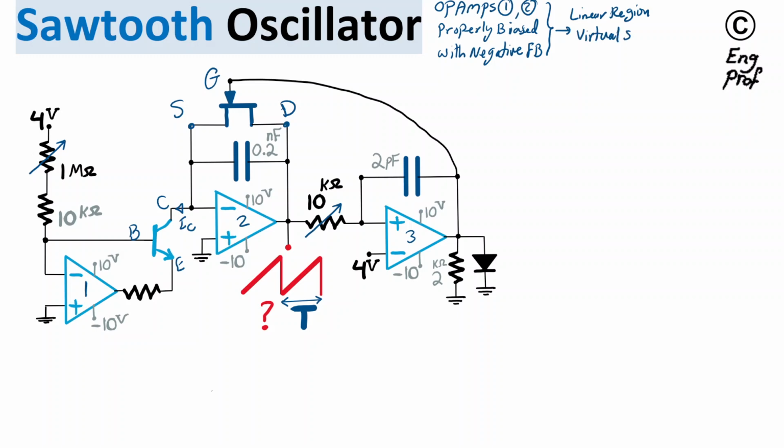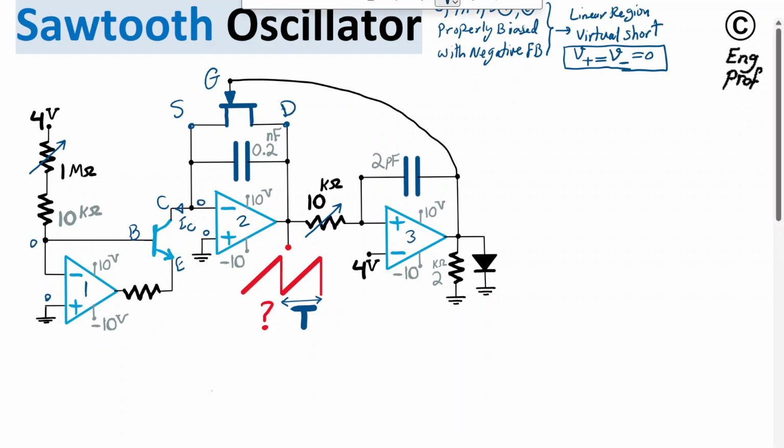Virtual short is valid, which means that the voltage at the positive input terminal for these two op-amps is the same as the voltage at the negative terminal. You can see that the positive terminal of these two op-amps is connected to 0, so we have 0 volt here, and as a result, because of virtual short, the negative terminal is also effectively at 0, which we refer to as virtual ground. So we have 0 volt here and we have 0 volt here.